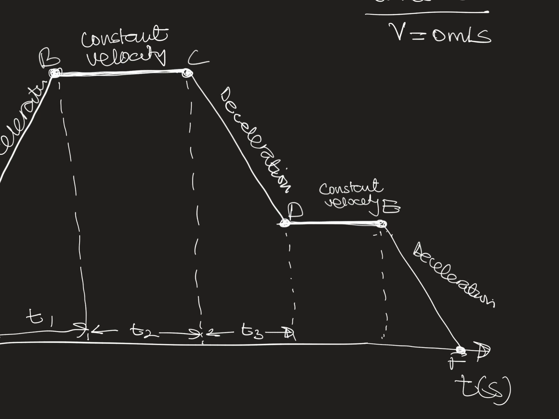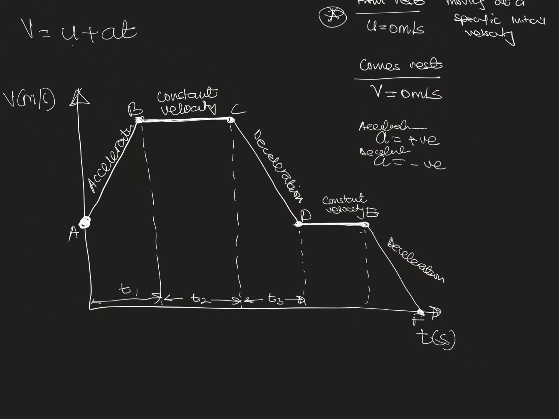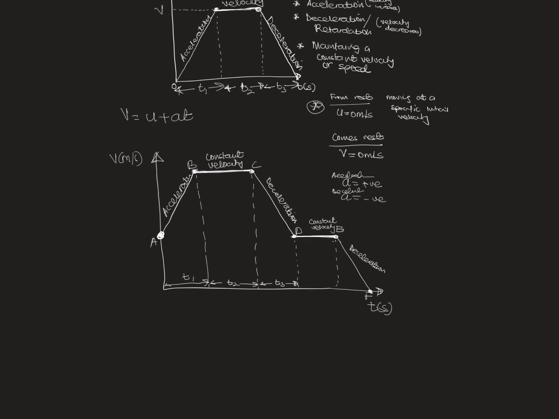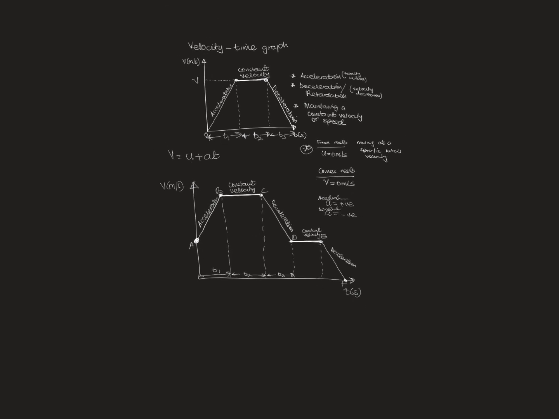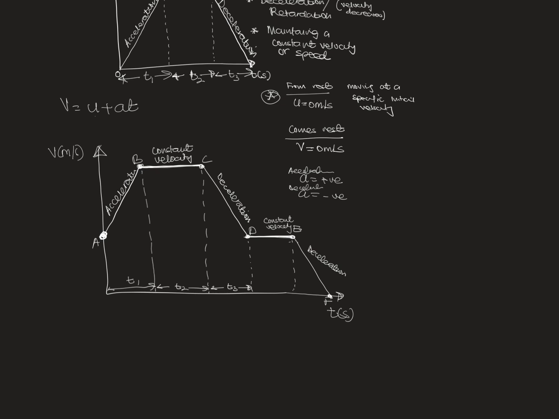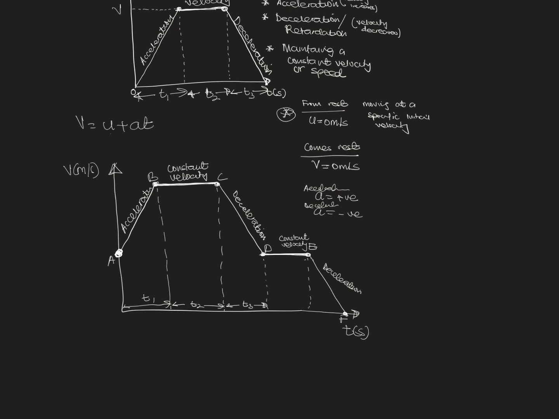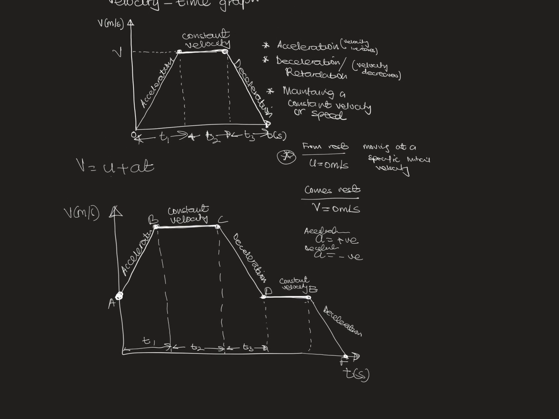Okay, so acceleration will be a positive value, remember that, but deceleration will be a negative value. Always remember that. So that is all I have for you regarding the basics that you need to know when dealing with a velocity time graph. You can continue to watch other videos where I solve problems regarding velocity time graph. Thank you.